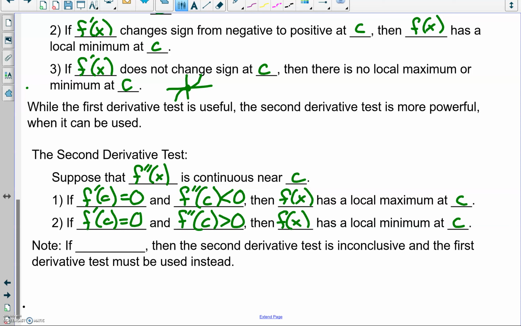So when might it not be able to be applied? Well, if the second derivative at c is also equal to 0, the test is inconclusive. The first derivative test must be used instead. You'll have to go to a sign chart.